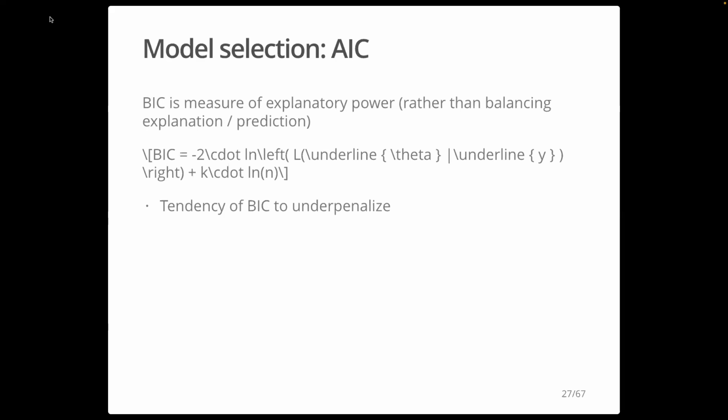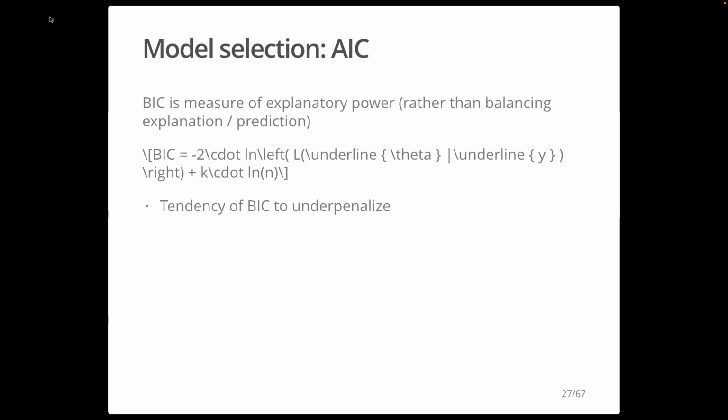In BIC, the penalty is K times the natural log of our sample size. So K is the number of parameters, just like with AIC. N is the sample size. N does not go into the AIC calculation at all. And what happens here is that as N goes to infinity, this penalty becomes larger and larger, and BIC will fit simpler and simpler models.